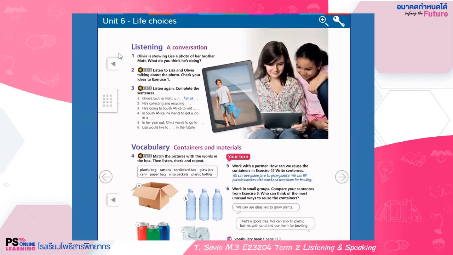Listening a conversation. Number 1. Olivia is showing Lisa a photo of her brother, Matt. What do you think he's doing? He has a plastic bag and he seems to be on the beach. So what do you think he's doing with his plastic bag? He's probably collecting something.